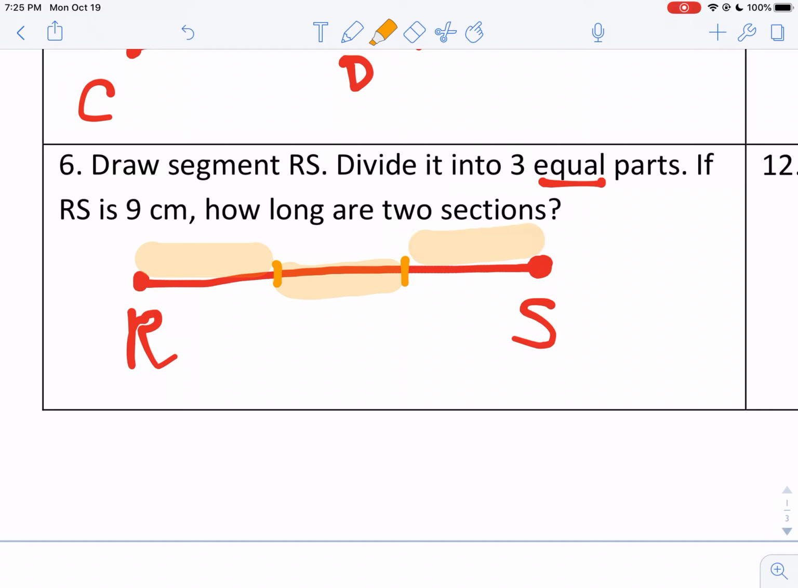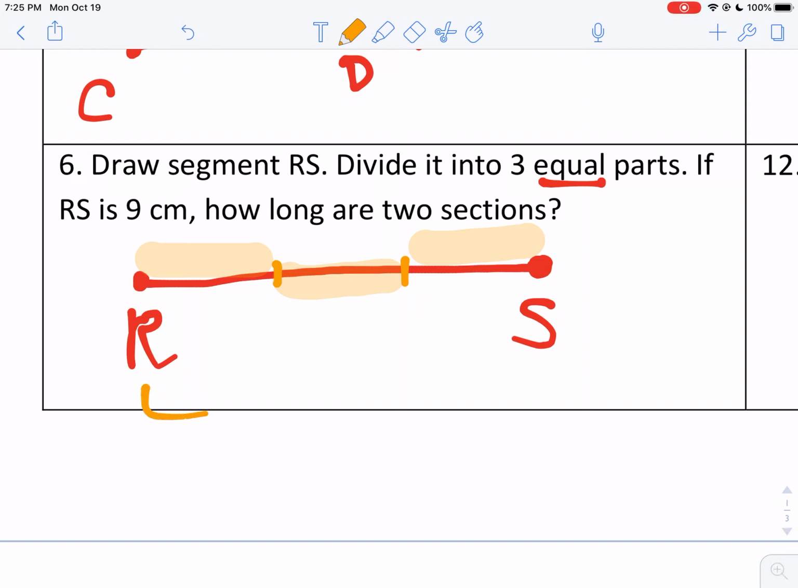The last part says, if RS is 9 centimeters, how long are 2 sections? Now a lot of people will say the answer is 3. So if you don't read carefully, you are going to put 3 centimeters down for the answer. But the answer is not 3, okay?